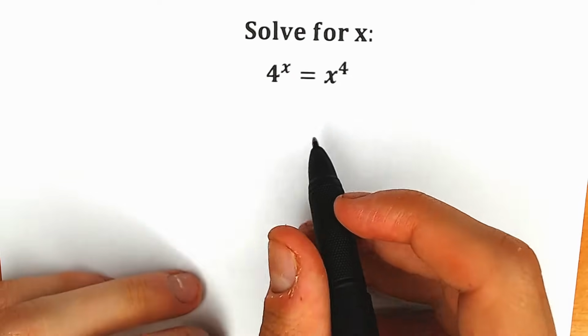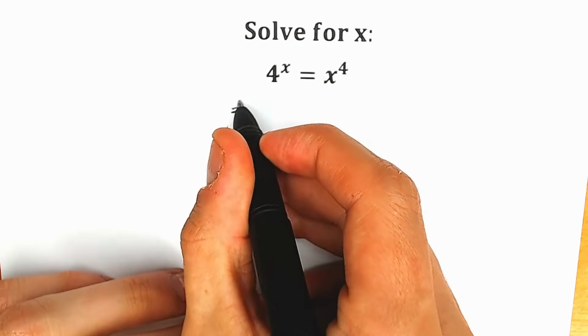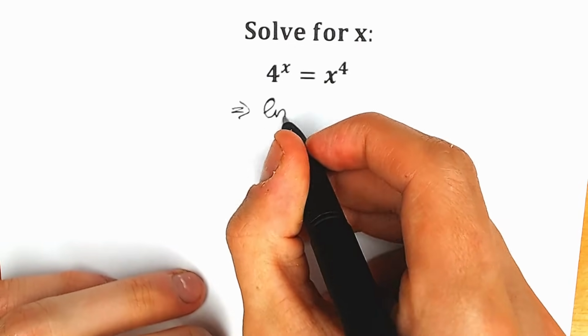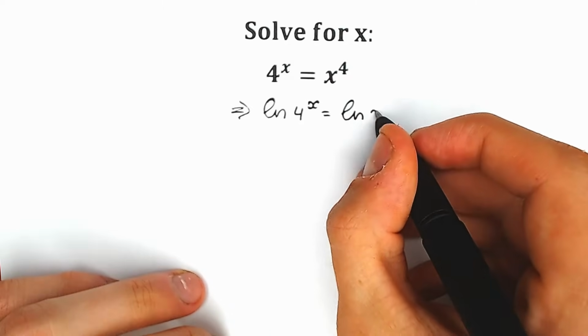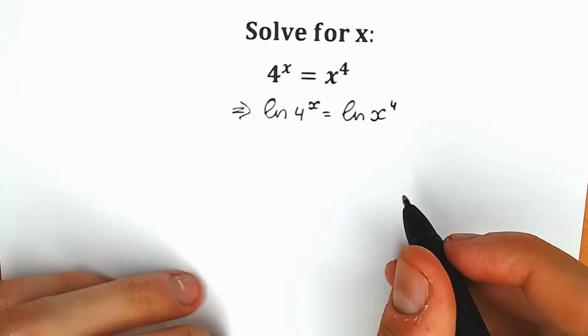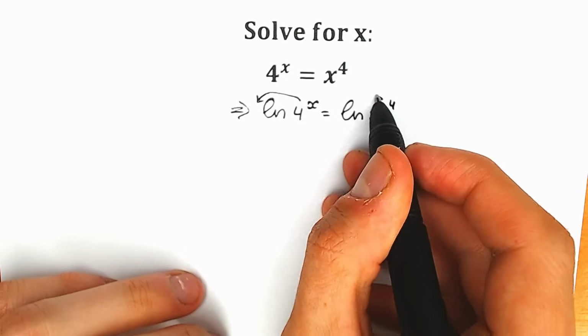So right now let's start. First of all, let's apply natural log on both sides. Let's do this right now. So we have natural log of 4 to the x equal to natural log of x to the power 4, and everyone should know a really important property. This x will come down right here, this 4 will come down right here.